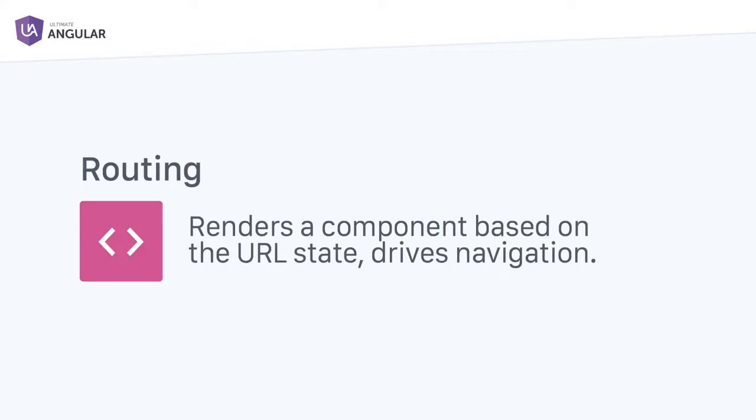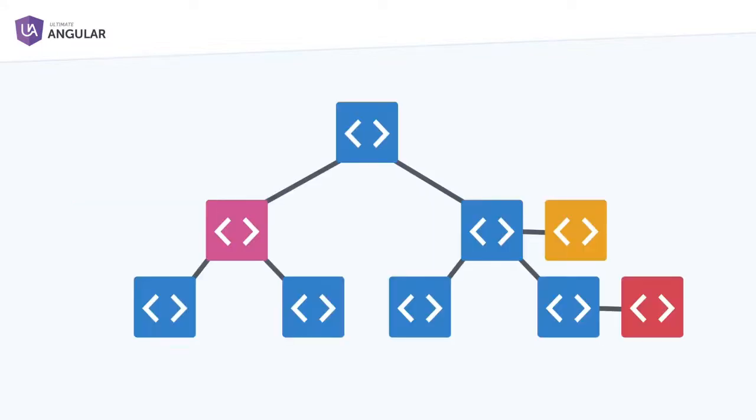Finally, we have routing. So all the routing is that it drives the navigation for our application. So it basically tells Angular which components to render based on the URL state. Now, if we head over to the next diagram, you can see that we have a purple component.